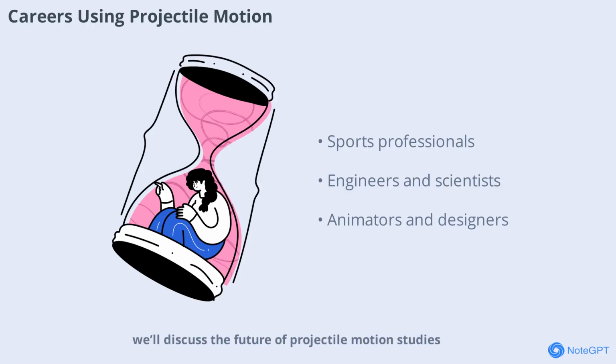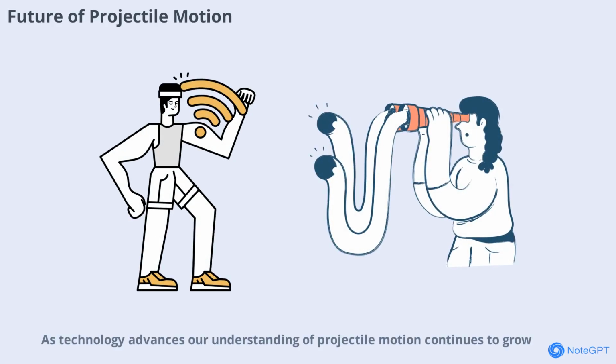Next, we'll discuss the future of projectile motion studies. As technology advances, our understanding of projectile motion continues to grow. New materials, faster computers, and better measurement tools allow for more precise predictions and innovative applications. The study of projectile motion will remain important in science and engineering for years to come.